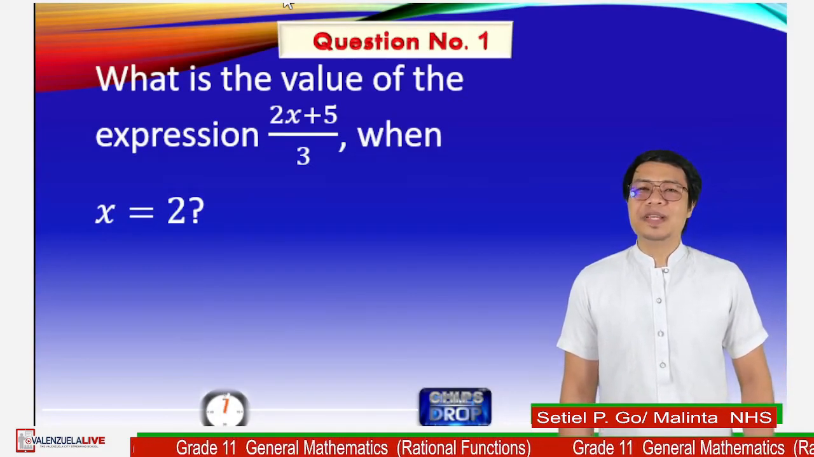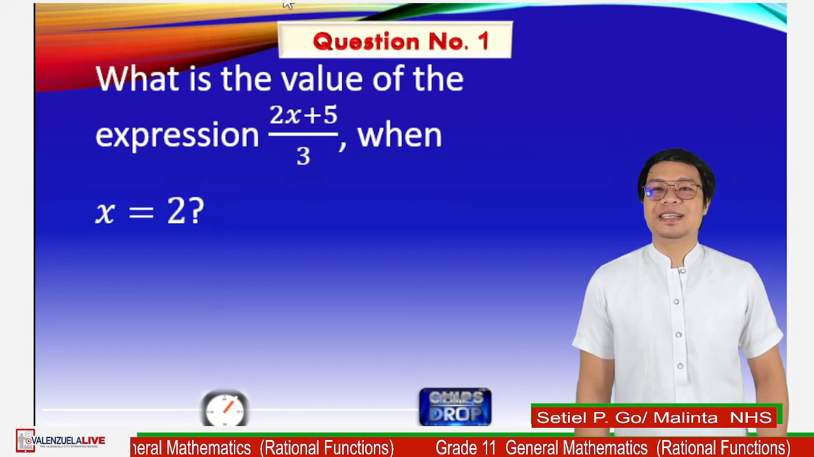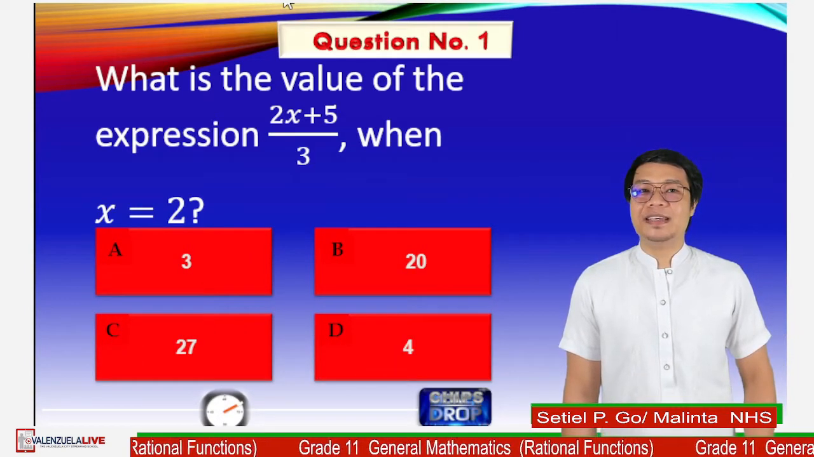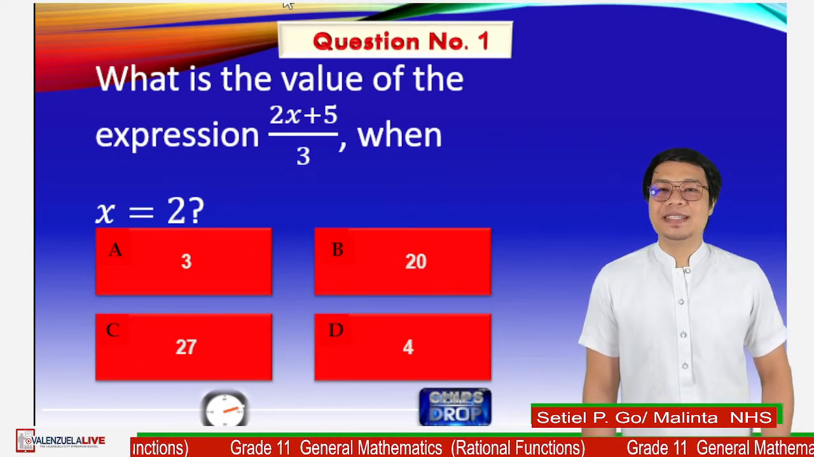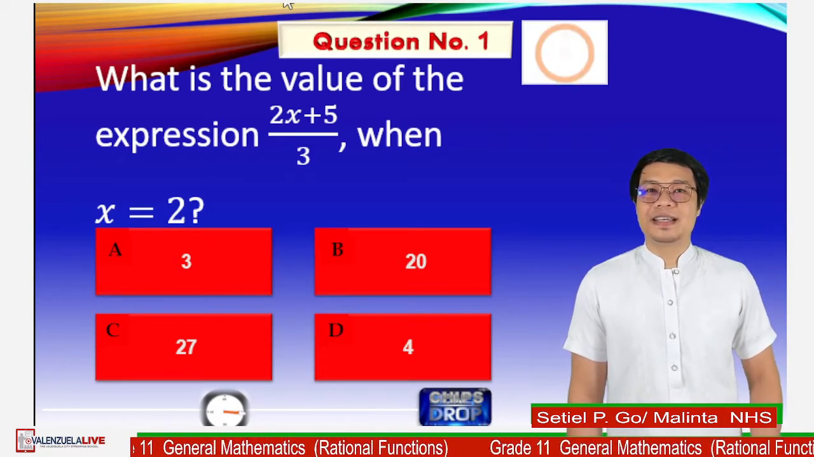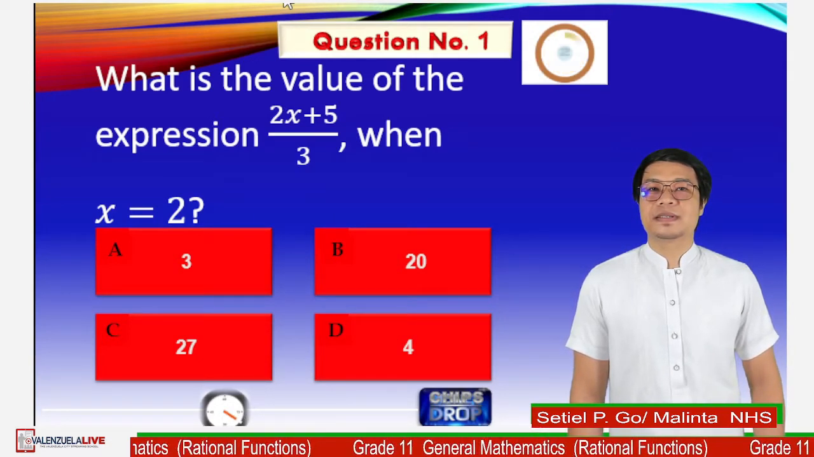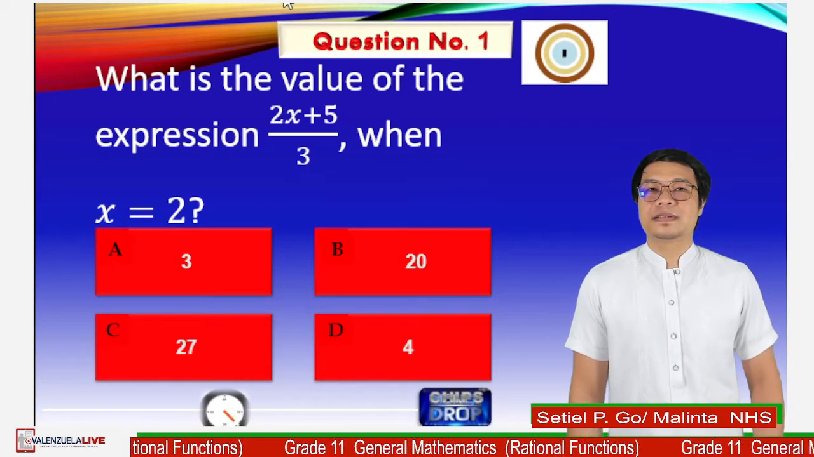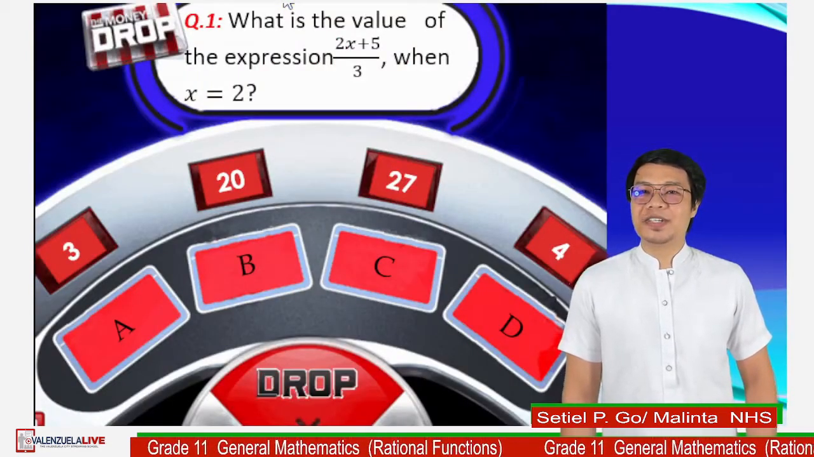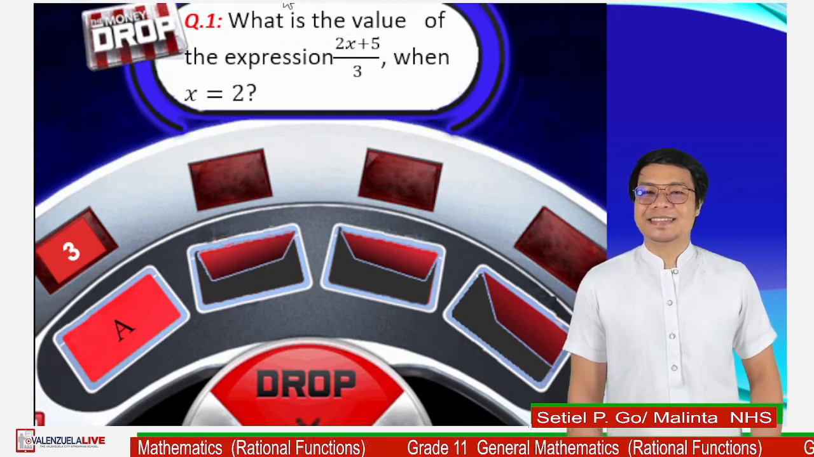Number 1. What is the value of the expression 2x plus 5 over 3 when x is equal to 2? These are the choices. Letter A, 3. B, 20. C, 27. Letter D, 4. 10 seconds. Go! Time's up. Drop your answers. The correct answer is A.